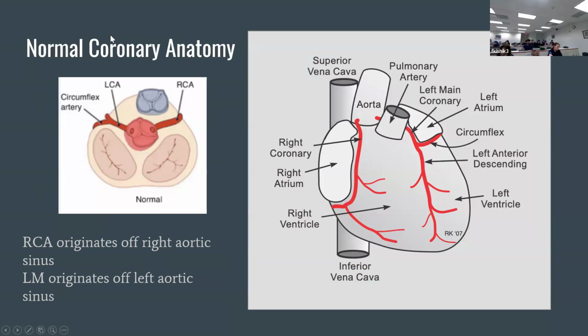There is also something we're going to talk about called anomalous coronary arteries. This is when the coronary arteries arise in a spot that they're not supposed to arise from. So normally, the two main coronary arteries, the RCA and the left main that branches into the LAD and the circumflex, should arise in certain locations off of the aorta. The RCA should arise from the right aortic sinus, and the left main should originate off of the left aortic sinus. And you can see that visualized here.